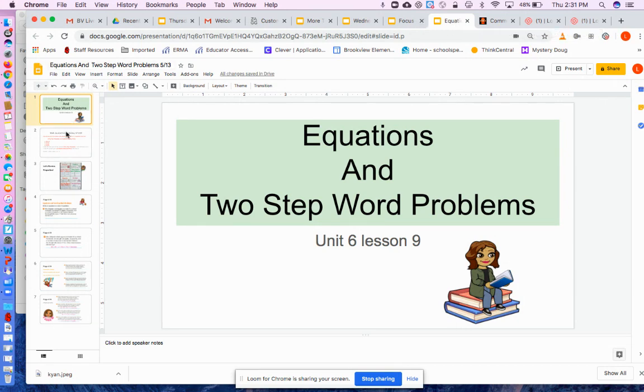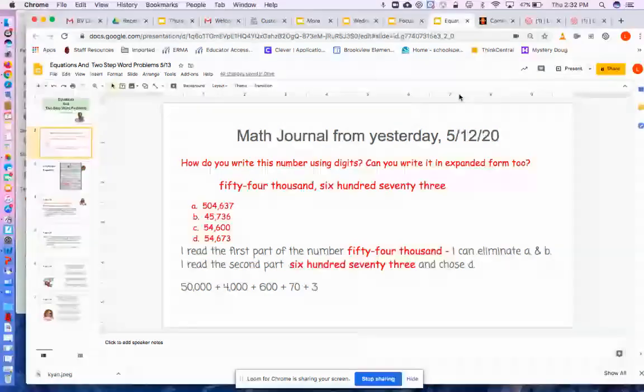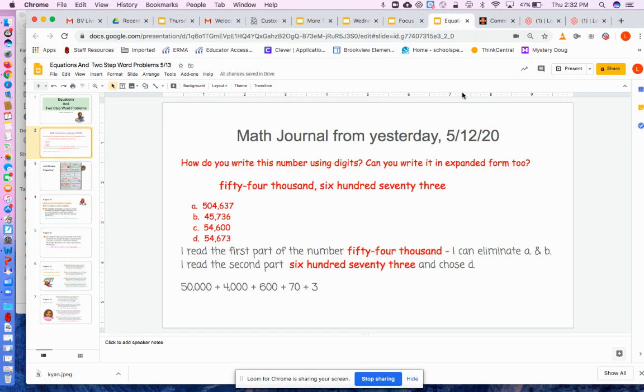Let's look at yesterday's journal question. Math journal from yesterday, May 12th. How do you write this number using digits? Can you write it in expanded form too? 54,673. So I read the first part of the number first, 54,000, and I can eliminate A and B when I do that. Then I read the second part, 673, and then I chose D as my answer. Make sure you read the whole part of the number, not just the beginning. All right, 50,000 plus 4,000 plus 600 plus 70 plus 3 equals 54,673. That's our expanded form.